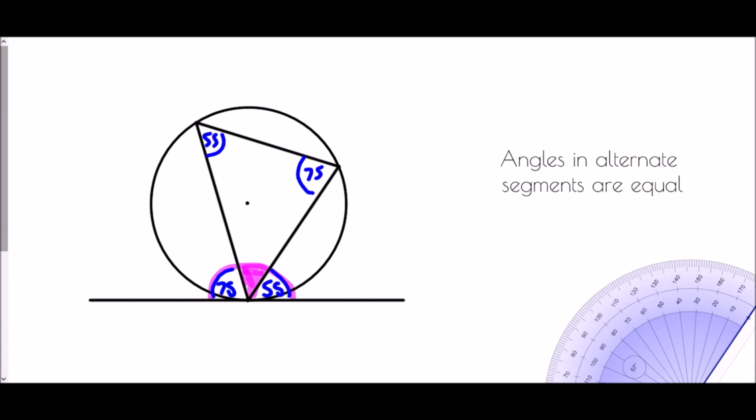Now what that is saying is that the alternate segment, when we draw a chord, we create two segments. We have the segment here, and then we have the major segment that is left. And so this segment, the 55 degrees, must match with the alternate segment up here. And the 75 degrees, here is our segment, so the alternate segment is over here, 75 degrees. And so those angles must match.